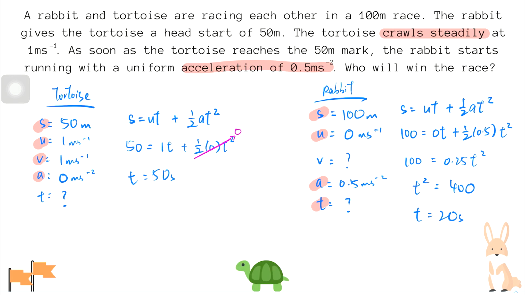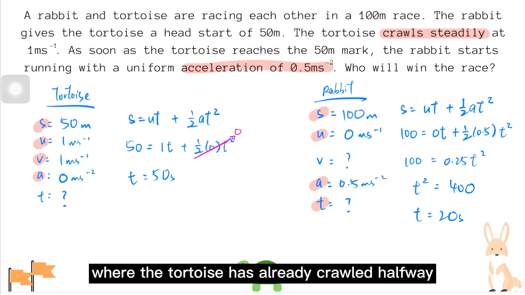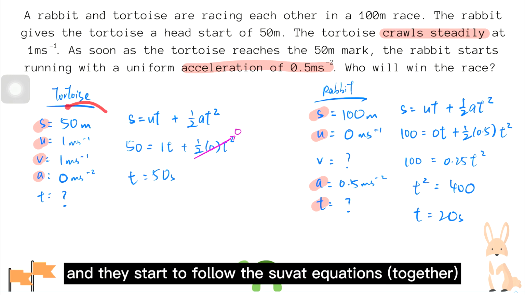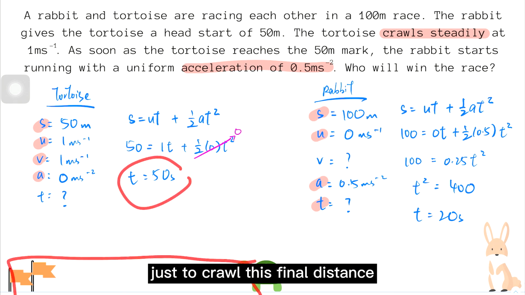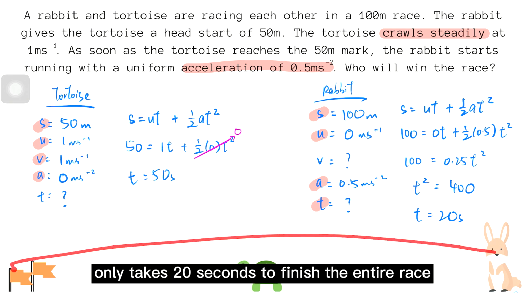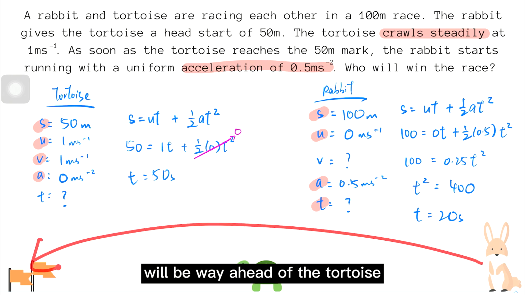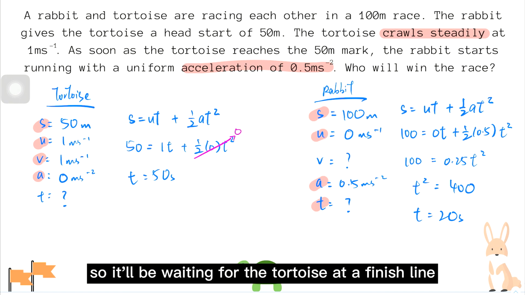So, at this moment in time, where the tortoise has already crawled halfway, both of them start to move and they follow the SUVAT equations. The tortoise takes 50 seconds just to crawl this final distance, while the rabbit only takes 20 seconds to finish the entire race. So we can know that the rabbit will be way ahead of the tortoise. So it'll be waiting for the tortoise at the finish line.